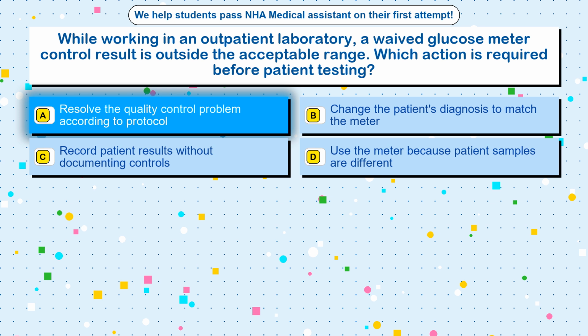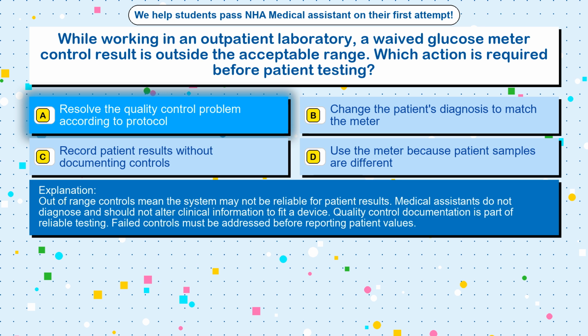Resolve the quality control problem according to protocol. Out-of-range controls mean the system may not be reliable for patient results. Medical assistants do not diagnose and should not alter clinical information to fit a device. Quality control documentation is part of reliable testing.